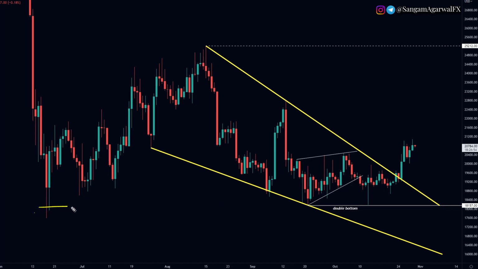and it tested this horizontal support level at 18,000, and it also made a double bottom near this horizontal support. So this was a bullish technical pattern. Our first upside resistance is the 25,000 level.